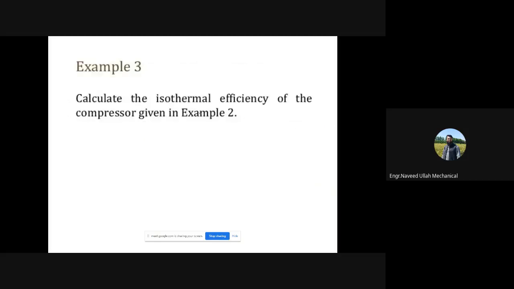बहरहाल इसकी समझ आपको आ गई है. ठीक है, एक एग्जांपल है, कैलकुलेट आइसोथर्मल एफिशिएंसी ऑफ compressor given in example 2. Okay, there was an example 2 in the previous lecture, and over there we found out the work consumed by the compressor, and similarly we also have those efficiencies etc.